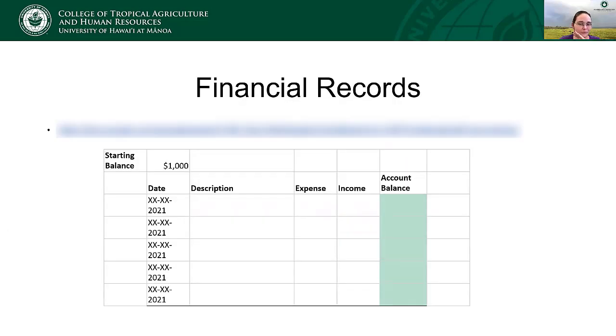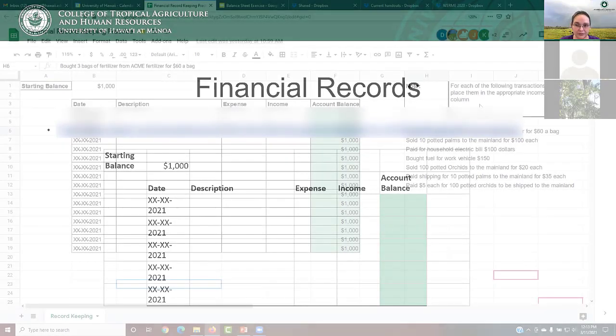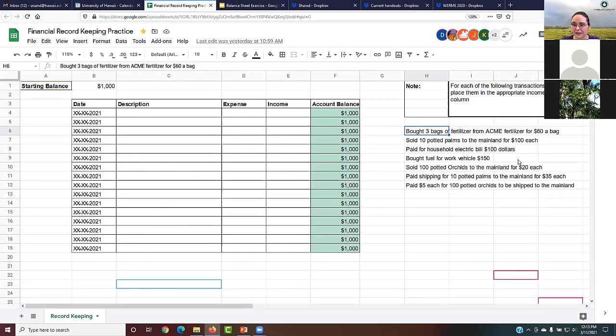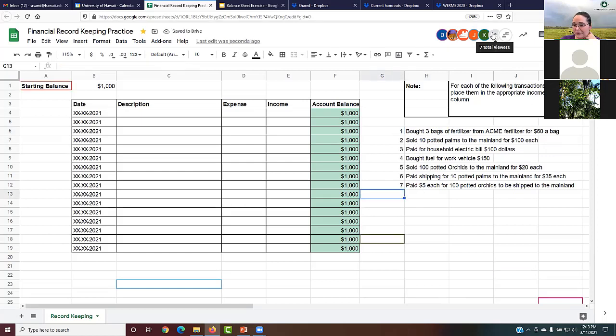I'm going to exit out of the PowerPoint and we're going to do a financial records activity. As you can see here, this is what the records are going to look like. For each of the following transactions, I tried to create a few, and I'm going to ask that each of you go in here and pick one of these. I only have 7, so this works out well because there are 7 people on here. If each person could pick one and then fill in the description.